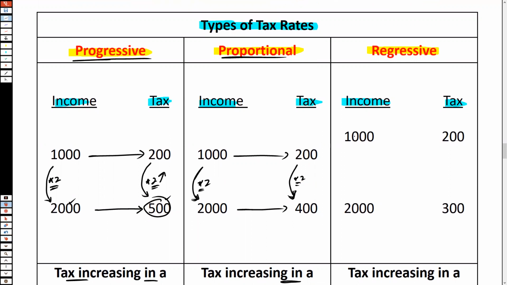Let's talk about the third one. When you were getting 1000, you were paying tax of 200. Your income has now increased with a proportion of 2. On this 2000 you are only paying tax of 300. When you check this, the conclusion is that your income has increased with a proportion of 2, but your tax increased with a lower proportion as compared to the income. So when such tax rates are applied, these are termed as regressive tax rates.